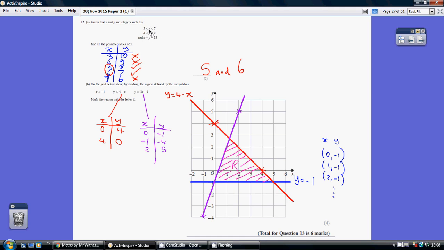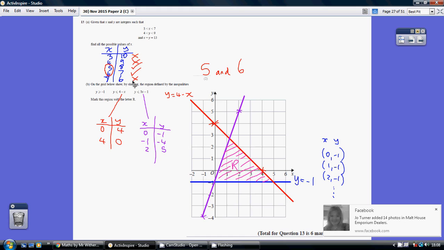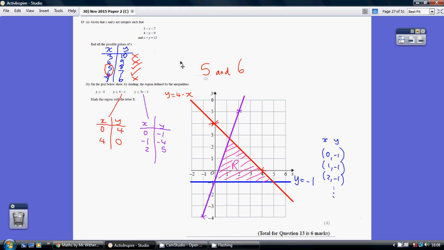So we need the x value to be greater than 3 but less than 7. Greater than 3. Well, that's not greater than 3, so we can discount that one, and that's not less than 7, so we can discount that one. So at this point we've discounted the top one and the bottom one.